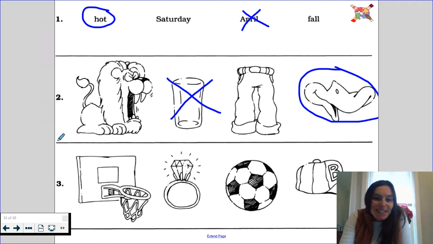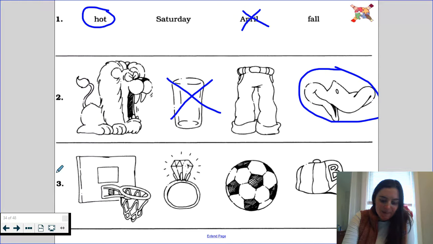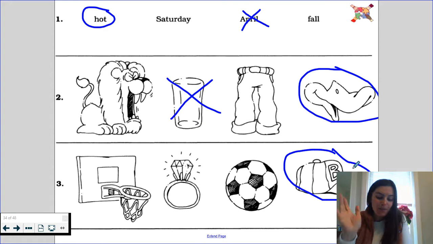Now it's time to look at row 3. Circle the picture that completes this analogy. Football is to helmet as baseball is to hat, a baseball hat. Because when you play football, you wear a helmet, and when you play baseball, you wear a baseball cap.